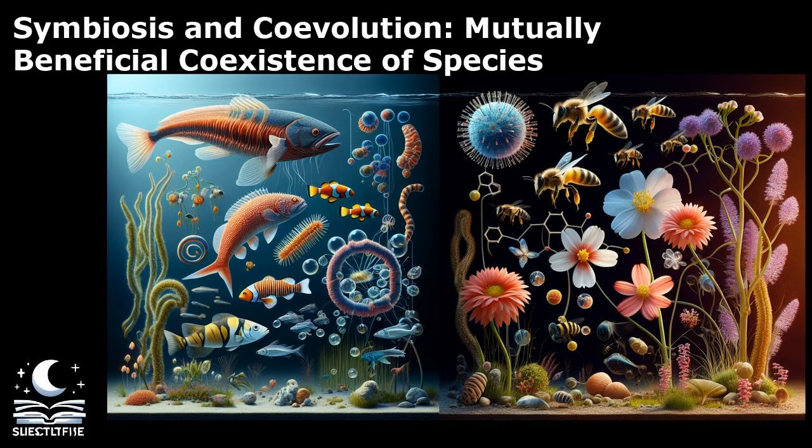These examples of symbiosis in nature illustrate the diverse ways in which different species interact and depend on each other for survival. By studying these relationships, scientists gain insights into the complexity of ecosystems and the delicate balance that exists between organisms in the natural world.